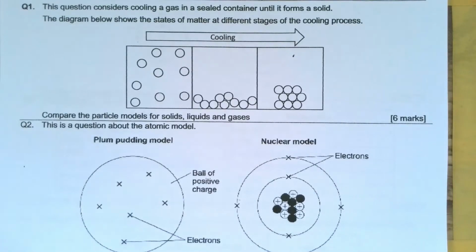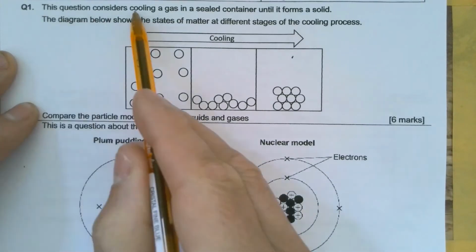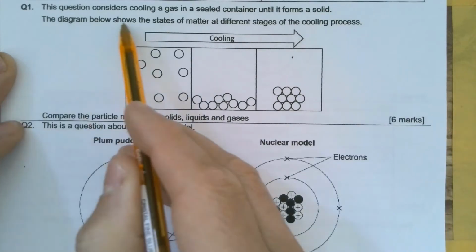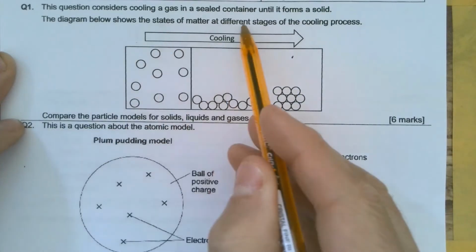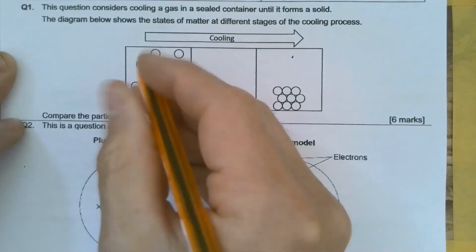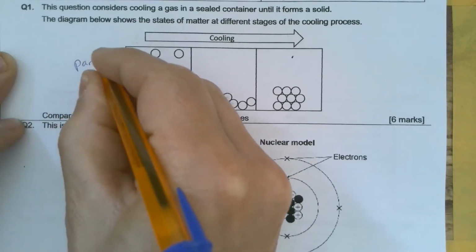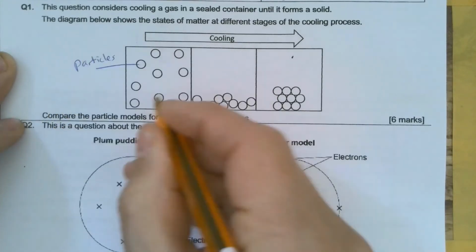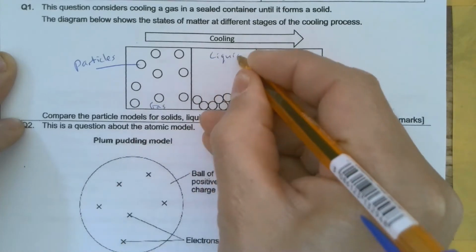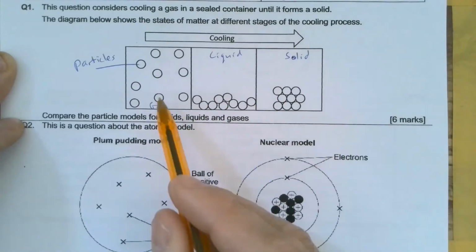Okay, so let's look at question 1. This question considers cooling a gas in a sealed container until it forms a solid. The diagram below shows the states of matter at different stages of the cooling process. So here we've got it's cooling. I know, just looking at this, I can remember that they are particles. I know this is a gas, this is a liquid, and over here we have a solid. Okay, so it's getting colder, it's turning from gas into liquid into solid.